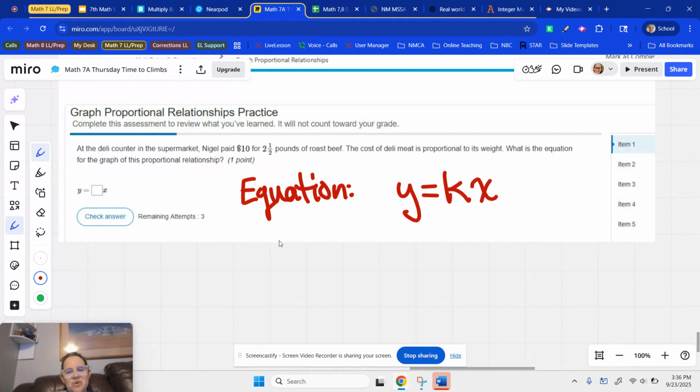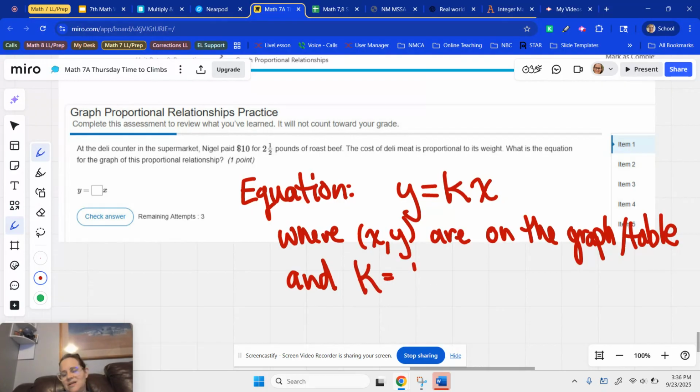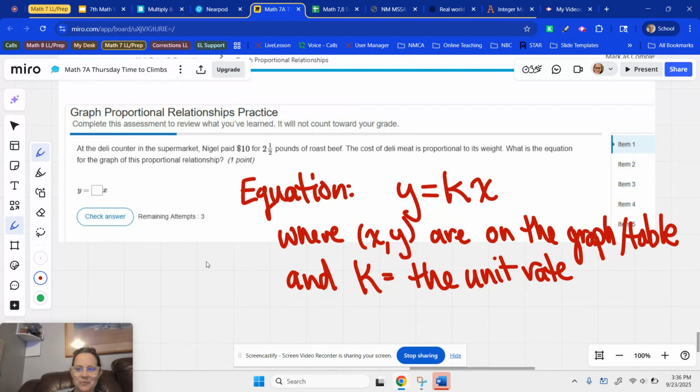Okay, where x and y are on the graph or in the table. And guess what k is? The unit rate. Okay, or our constant of proportionality, right? Same thing we've been talking about.